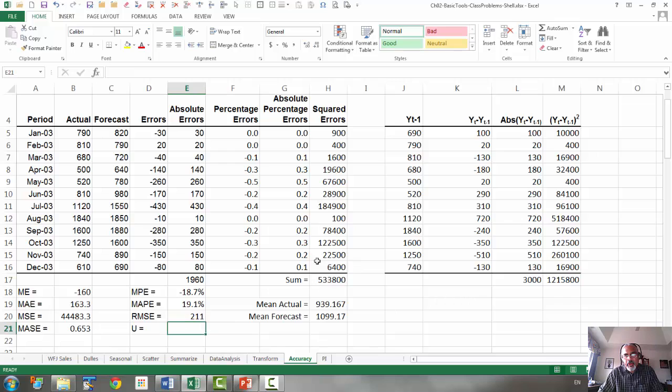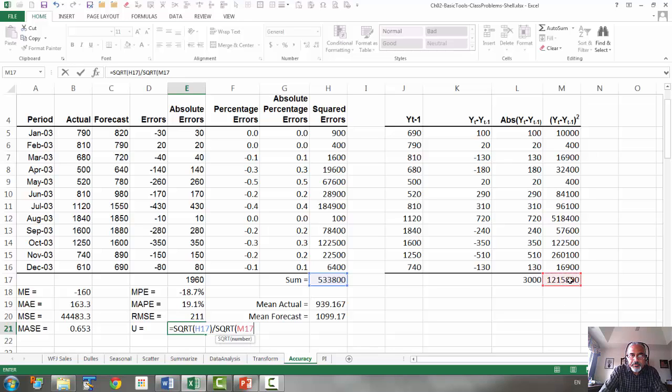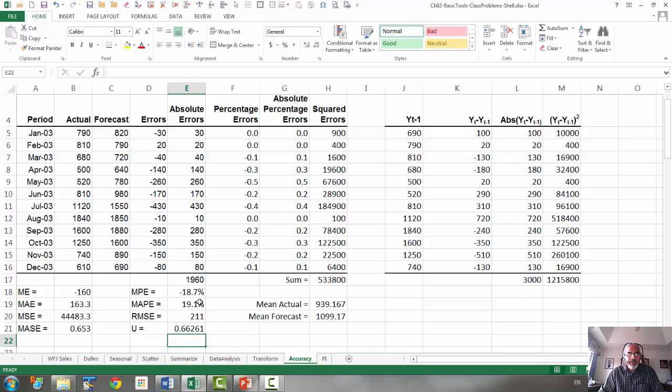So we need to take a square root of this as the numerator and square root of this as the denominator. So we have square root of that divided by square root of that, and that's Thiele's U. So a number that is greater than 1 means the random walk does better than the forecast that we are considering.